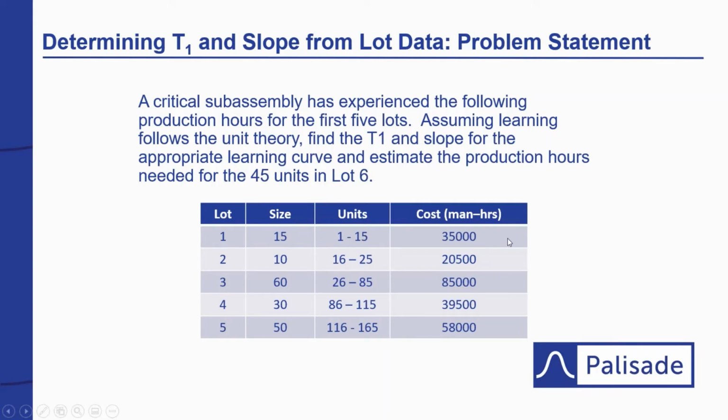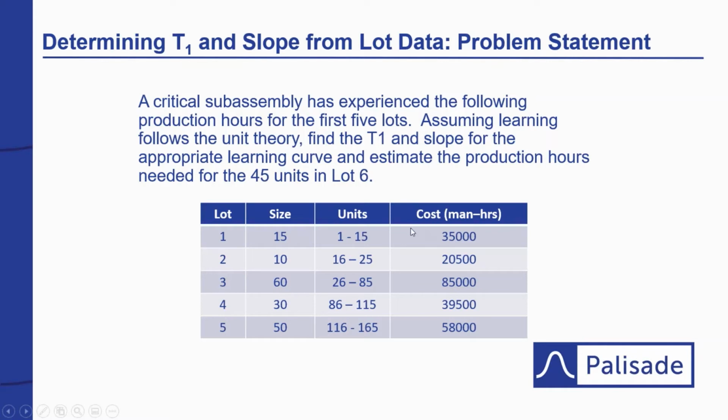Then for the lot, not a specific unit within the lot, but for that first lot of 15, we're being told it took 35,000, let's call them man hours. The second lot, which was only 10 units, took 20,500, and so on down the line. Here's the catch. What this does for us is present us with a new problem.